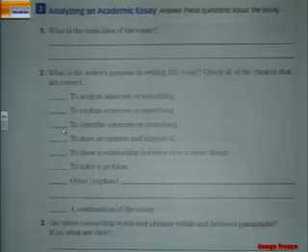Right. So here we were supposed to analyze an academic essay by answering these questions about the essay we've just read together. Now, the first question was, what is the main idea of the essay? Well, the main idea, as we saw in the first paragraph, would read, online language learning is a good way to learn a second language.